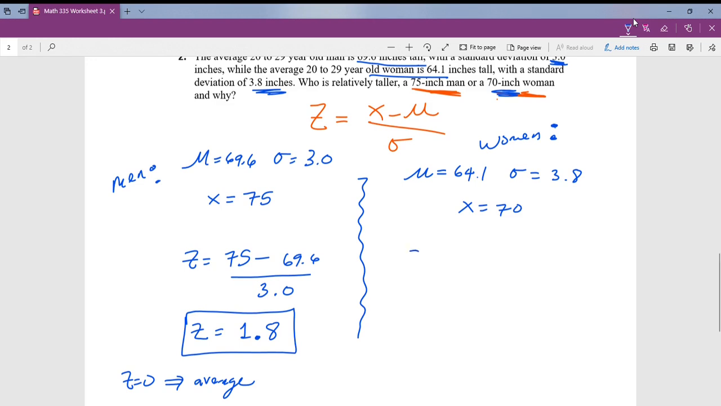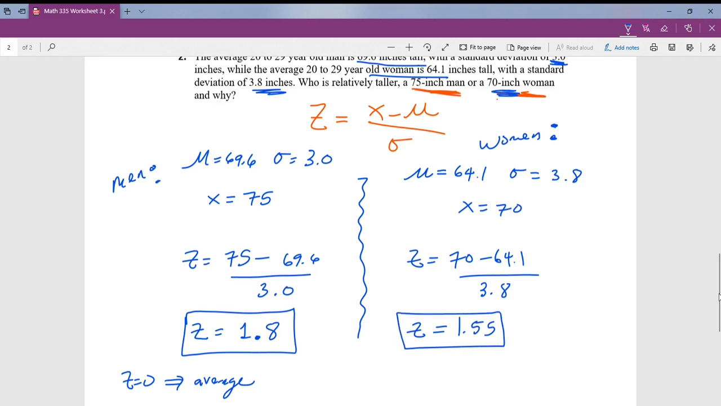On this side we have z equals 70 minus 64.1 divided by 3.8. Z is equal to approximately 1.55. Again, this score is above 0, so this woman is above average height also.